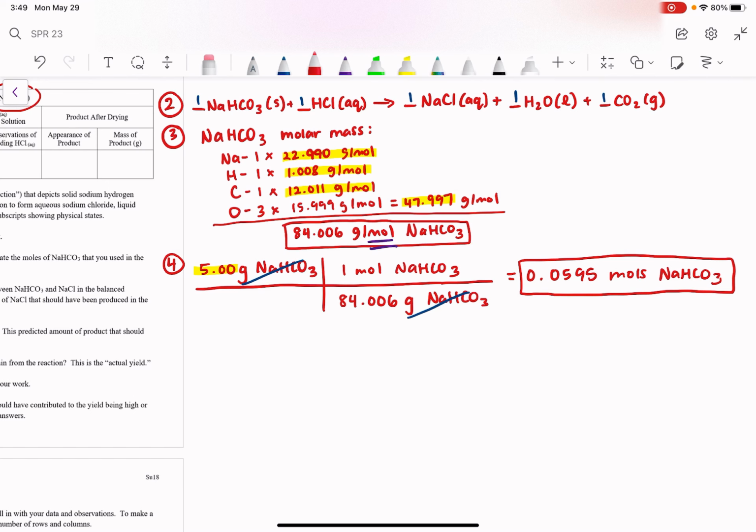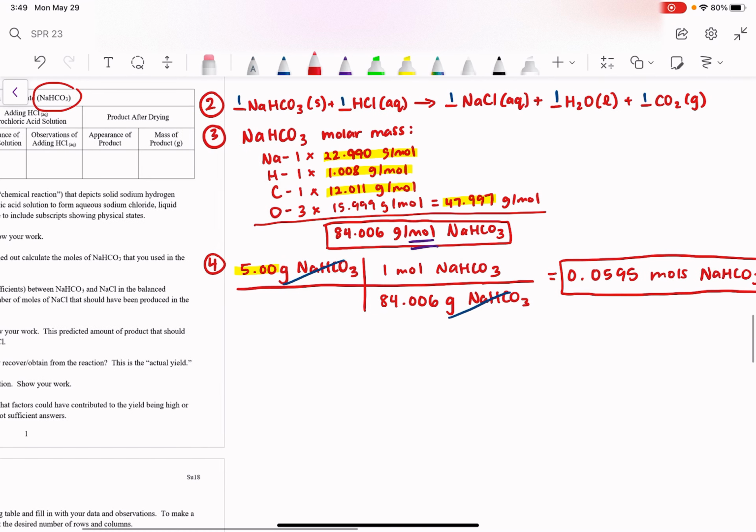Remember, your number is going to be totally different. Everybody's number that they actually used in the lab is going to be different. I just made this number up off the top of my head, so you are not going to get what I got here. But I wanted to make a number up just so we could keep working on this.